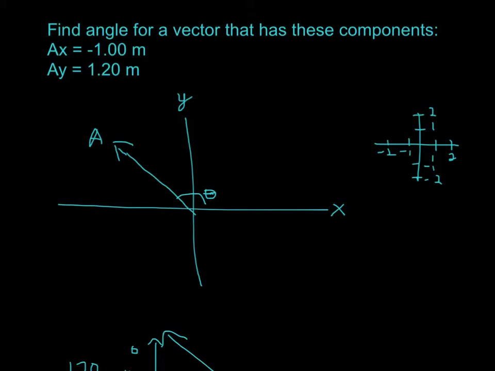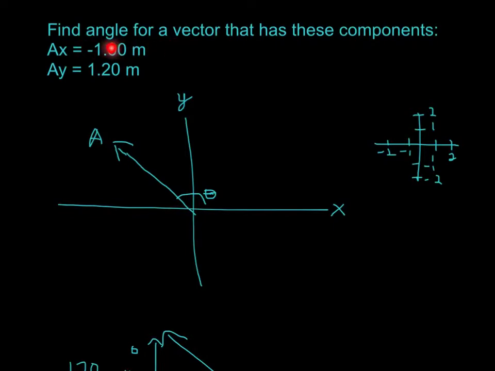So in this problem, it's find the angle for a vector that has these components. The x component is -1 and the y component is 1.2. So the first thing we want to do is draw a graph, draw a picture. So we do that. Then what we do is we find which quadrant the vector is in.